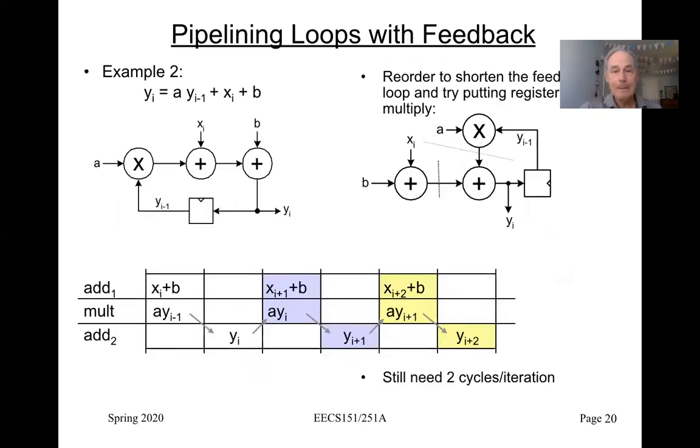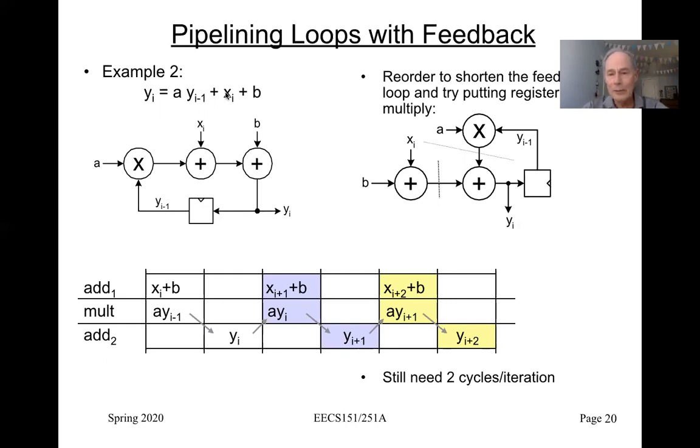Now here's another example. This one's a little tougher. This example is y sub i equals a times y sub i minus 1 plus x sub i plus b. So it's similar to what we had before, except we're multiplying a constant times the feedback value. If we took this and directly implemented it, we'd get a computation graph that looks like this, where here's our result. It goes out. It also goes into a register for the loop carry dependence. And then there's y sub i minus 1. That goes into a multiplier times a, and we add x sub i to it, and then we add b to it, and that gives us our result. Okay, so that's going to loop.